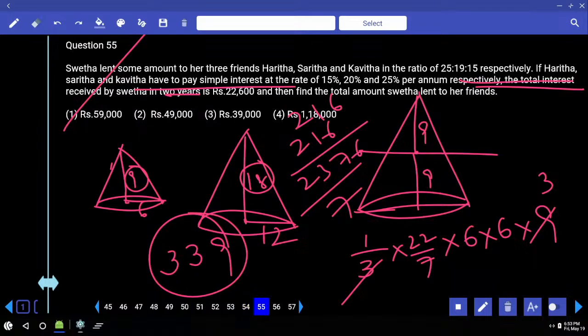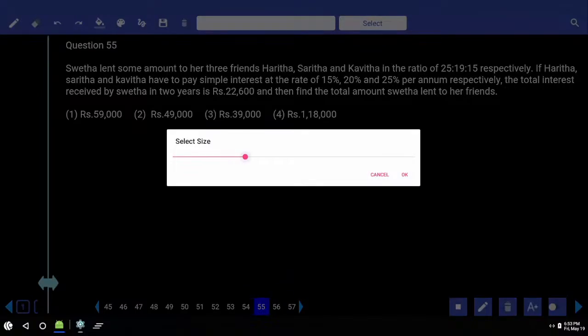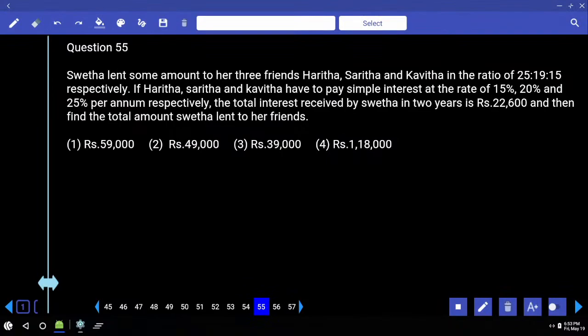Next, Sweta lent some amount to her 3 friends Harita, Sarita and Kavita in the ratio of 25, 19, 15 respectively. If Harita, Sarita and Kavita have to pay simple interest at the rate of 15%, 20% and 25% per annum respectively, the total interest received by Sweta in 2 years is 22,600, and then find the total amount Sweta lent to her friends. So from all these friends she got 22,600 as interest. He is asking for the total amount lent.